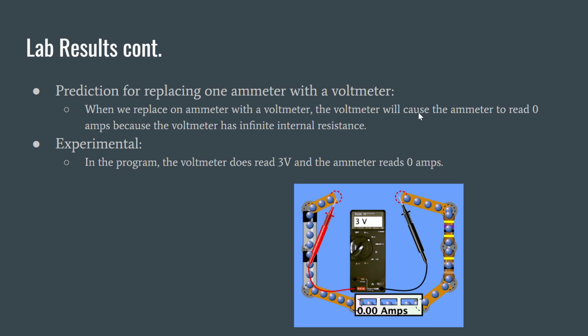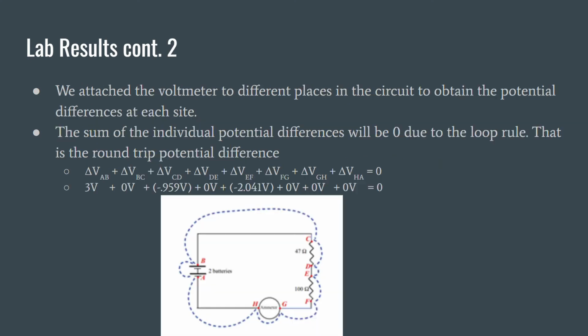For the prediction of replacing 1 ammeter with a voltmeter, we predicted that the ammeter would read 0 amps because the voltmeter has infinite internal resistance, and the voltmeter will not allow current to pass through it. And basically, the program showed us that yes, the voltmeter does read 3 volts and the ammeter reads 0 amps. Then we attached the voltmeter to different places in the circuit to obtain the potential differences at each site. The sum of the individual potential differences will be 0 due to the loop rule. That is the round-trip potential difference.